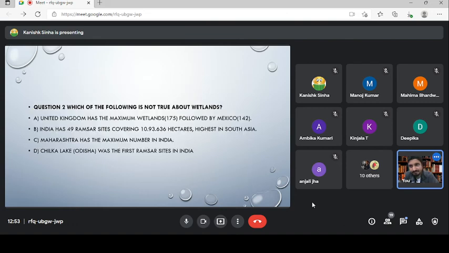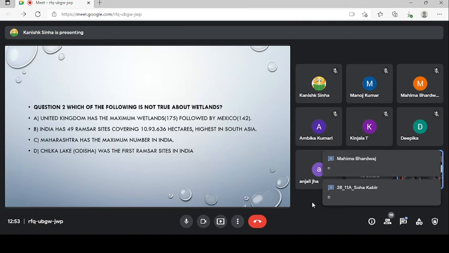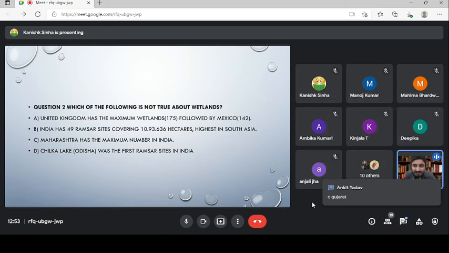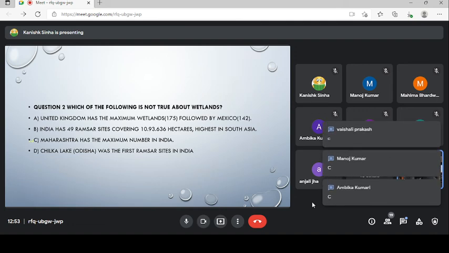Moving to the next question. Which of the following is not true about wetlands? Yeah, very good. Yeah, Viraj and Ankit, good. So that is very good, guys. So we are having Gujarat has the maximum number in India. I will be checking it once again. Anshita or someone told me. I will be checking it. Don't worry. Okay. As of now, we will be considering Gujarat, and Chilka Lake is the first Ramsar site.